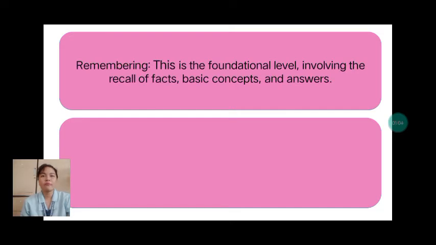First is remembering. Remembering is the foundational level involving the recall of facts, basic concepts, and answers. So at this base of the taxonomy, remembering involves just recalling the information. For example, it includes recalling facts, defining terms, or identifying elements or concepts.